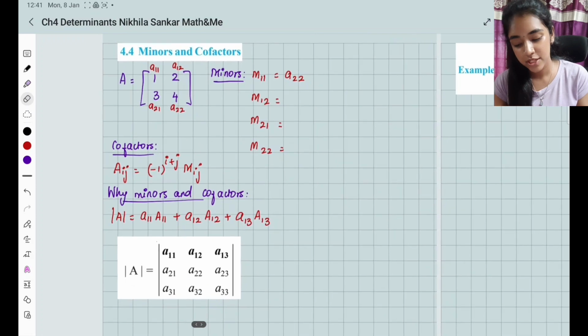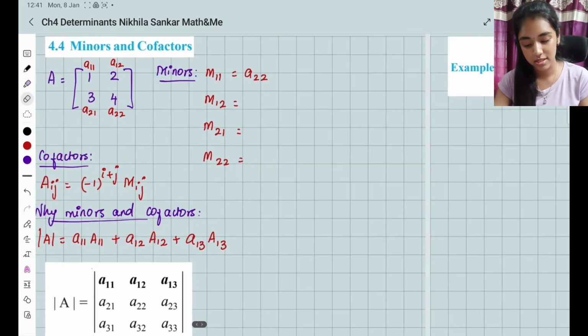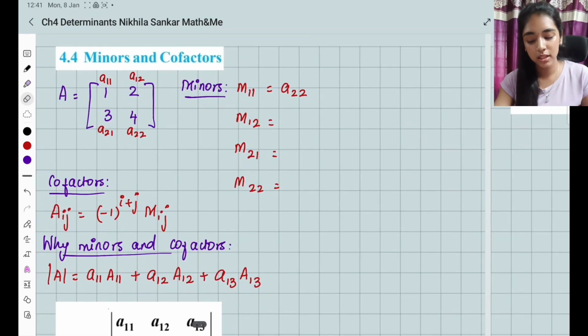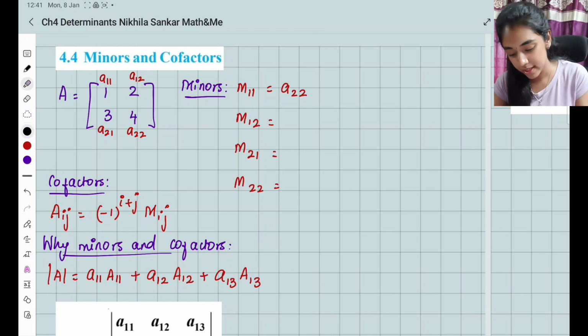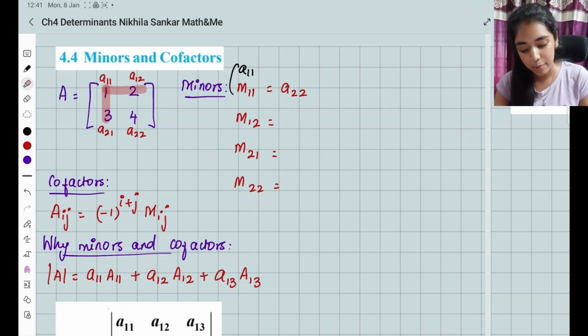Next topic is going to be minors and cofactors. அப்படினா என்ன அர்த்தம்? இப்போ for example, you have a matrix A which is 1, 2, 3, 4. இப்போ minor is going to be, for example, when you take the minor of A11, A11 ஓட minor is going to be denoted as M11. So A11 ஓட minor எப்படி இருக்க போகுது? A11 எங்க இருக்கோ அந்த particular column and அந்த particular row hide பண்ணா, what is remaining is going to be the minor, which is going to be 4 in this case.